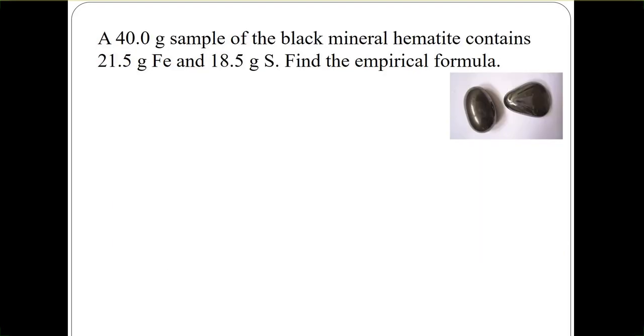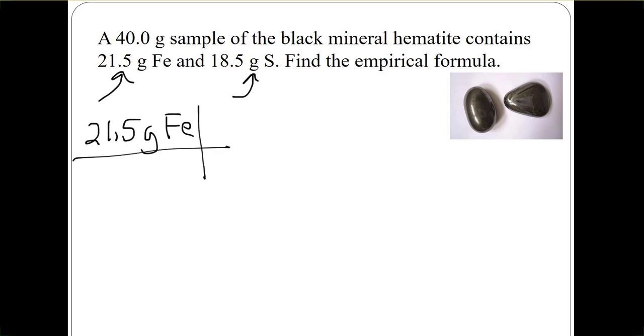So in this example, we're not given our data in percent composition. Instead, it's already in grams, so they just made it easier for us. Start with the number that they give us in grams of each of the elements. So I have 21.5 grams of iron, and looking at the periodic table, I have 55.8 grams of iron in 1 mole.